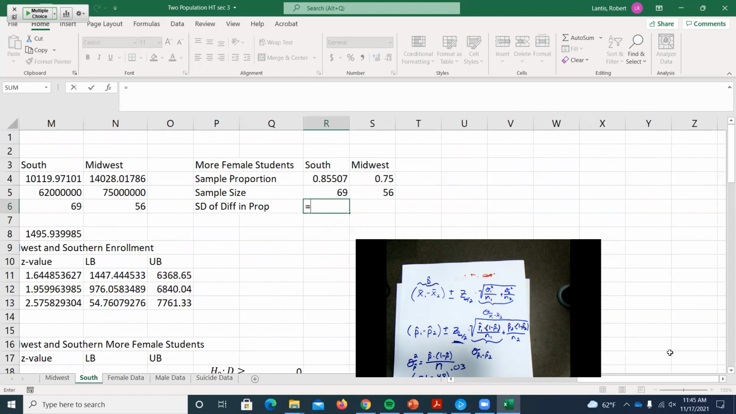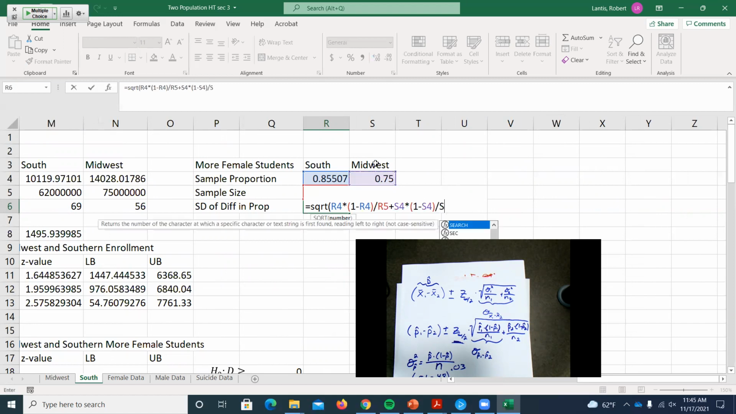So we'll take the square root of the first group's sample proportion times 1 minus that group's sample proportion, and then divide that by, I think the sample size here is in R5, right? And then add to that the second group's sample proportion times 1 minus that group's sample proportion divided by their sample size, which is in S5.